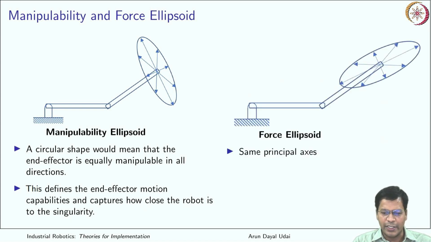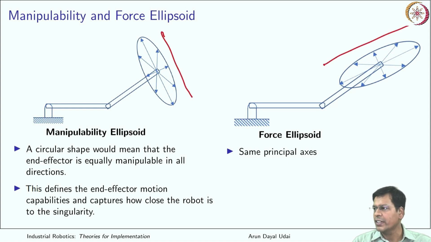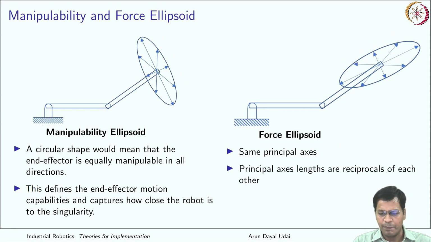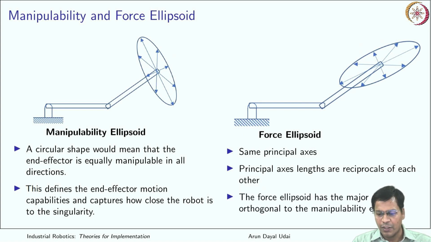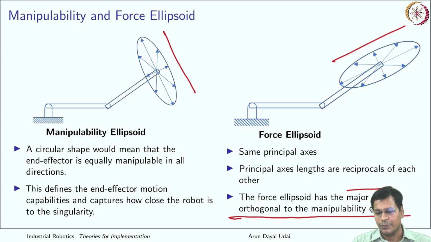And the force ellipsoid, if it is shaped like this, this will be orthogonal to this, with the same principal axes. The size of the principal axes will be the same. The principal axes are reciprocal to each other also, and the force ellipsoid has a major axis orthogonal to the manipulability ellipsoid. So if this is like this, this has to be like this. So you can apply maximum force in this direction, which means you have minimum velocity in the same direction. So that is manipulability and force ellipsoid.